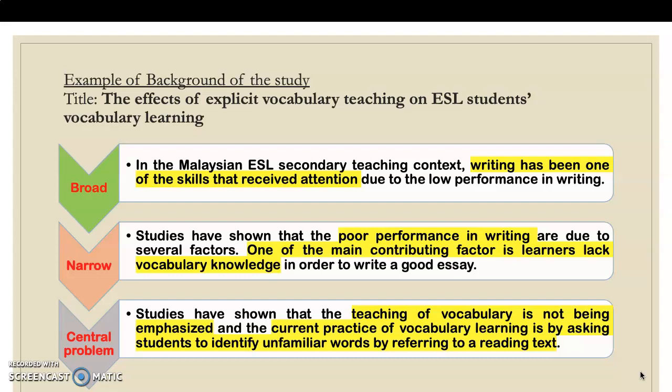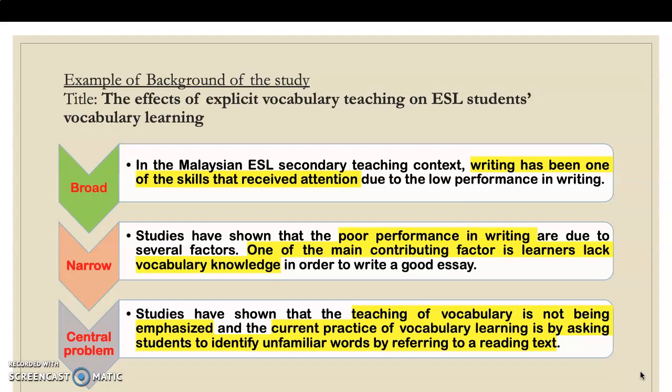So if we're going to write the background of the study, we start first broad by talking about the Malaysian ESL secondary teaching context, and we zoom into writing. We talk about writing. Writing has been one of the skills that receive attention. This is still broad, all right? Now we narrow it down. We talk about the issue. There's poor performance in writing, and one of the reasons why there is poor performance in writing is because learners lack vocabulary knowledge. So we have zoomed in, we have narrowed it down.